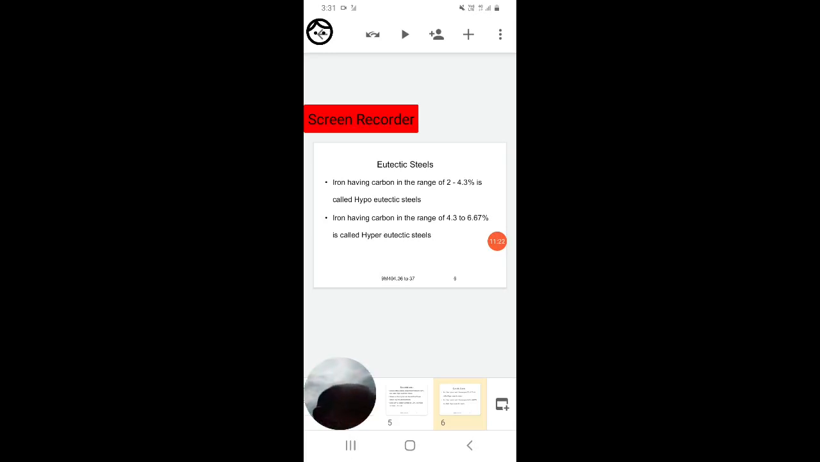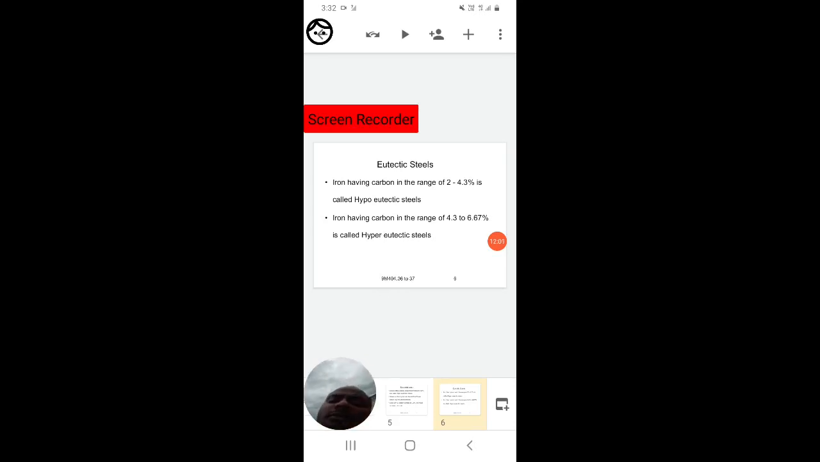Here, liquid iron gives rise to austenite plus cementite. This total mixture is called ledeburite. So liquid gives rise to two types of solid, solid 1 plus solid 2, and this total content is known as ledeburite. This occurs at 4.3 percent carbon and 1130 degrees centigrade. At this point eutectic reactions are happening.